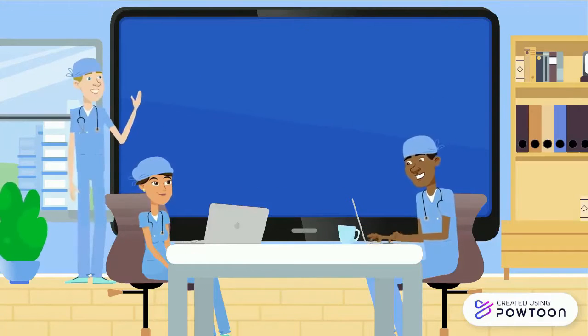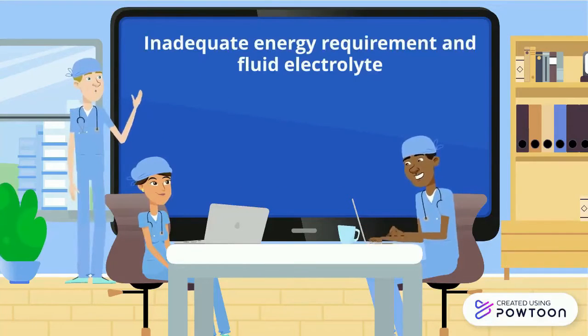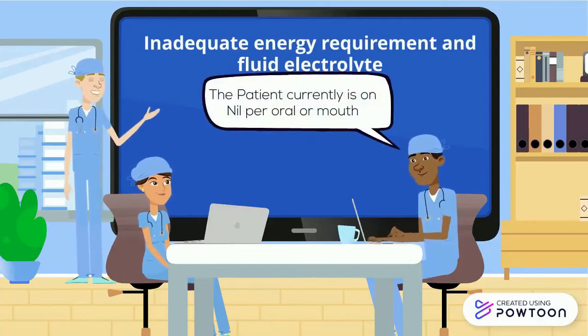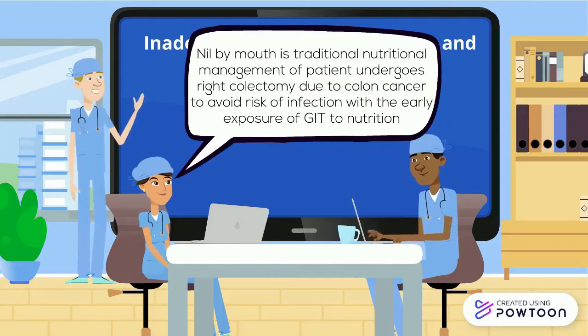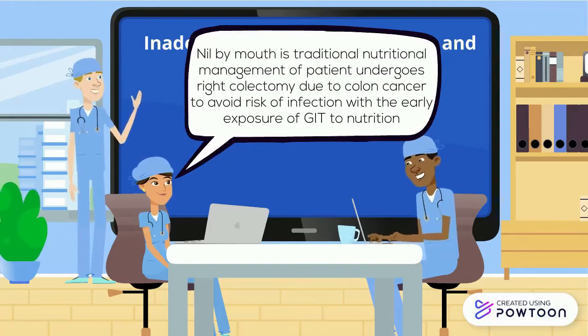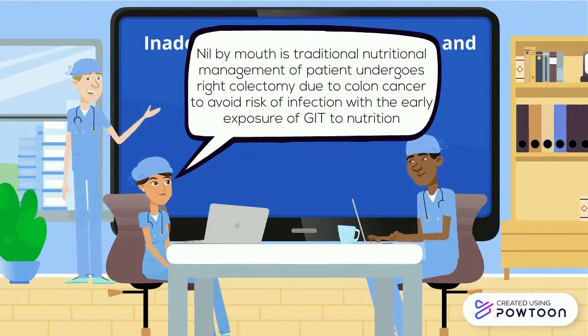The last assessment is on the inadequate energy requirement and fluid electrolyte. The patient is currently nil per mouth, which is a traditional nutritional management for patients that have undergone a right colectomy due to colon cancer. This is to avoid any risk of infection with the early exposure of the GIT to nutritional sources.